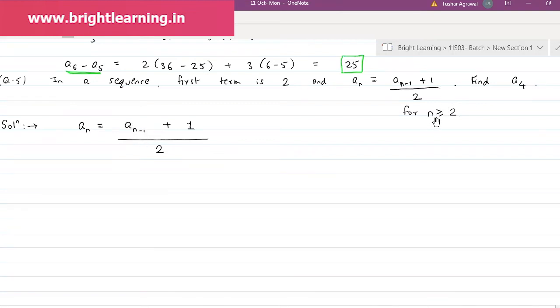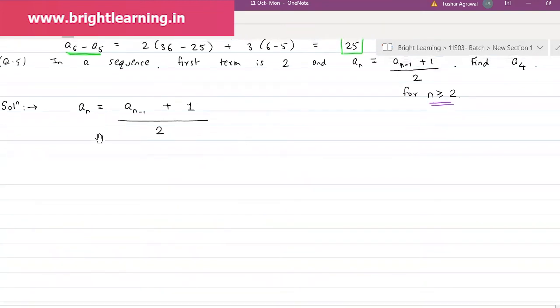And here this condition is important: n greater than or equal to 2. It means that in this formula, suppose n is equal to 1, then it becomes a1 is equal to a0 plus 1 upon 2, which is meaningless because our sequence is starting from the first position, not from the 0th position. Depending on various sequences, sometimes a0 is also used, but here we are not bothered to go into those details.